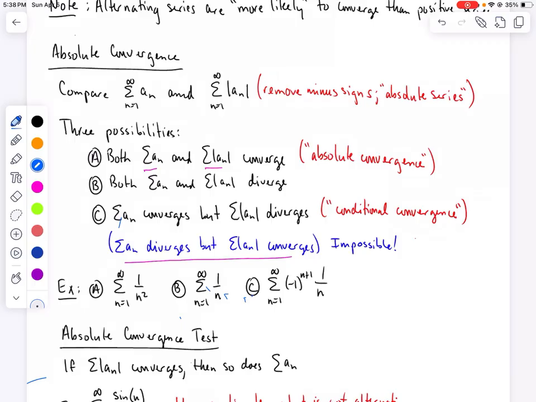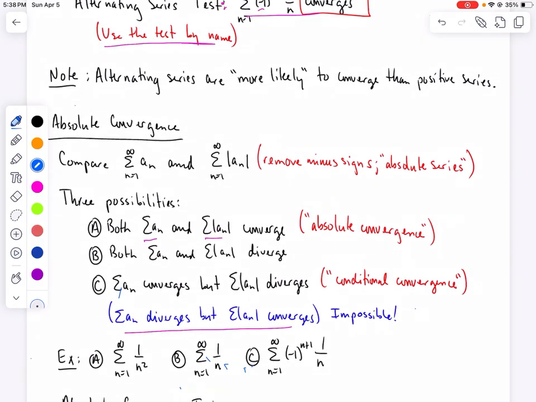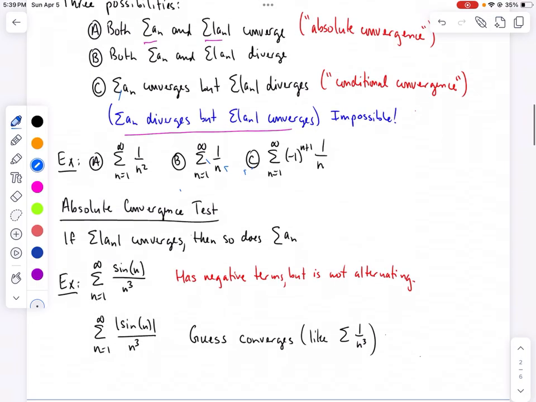And then c here is the summation of negative 1 to the n plus 1 times 1 over n, and we saw this converges. This is the alternating harmonic series because it has positive and negative terms, and we actually saw in the first example, by applying the alternating series test, that this series converges.